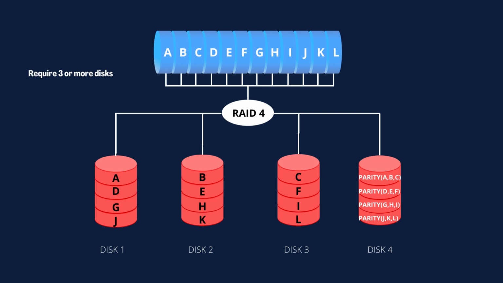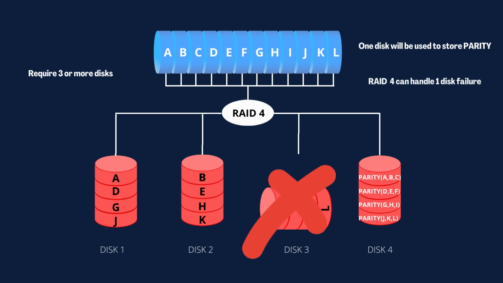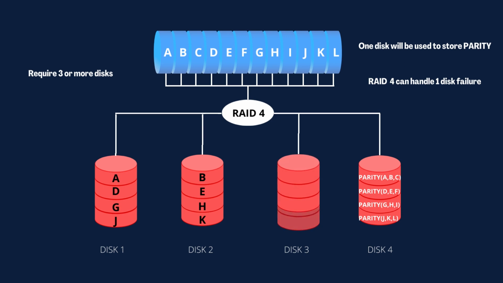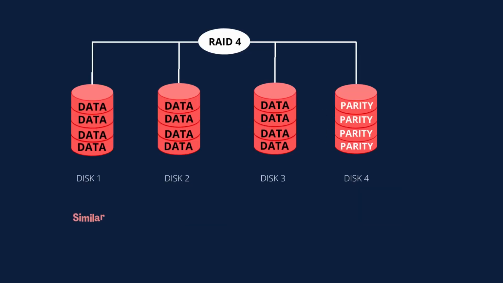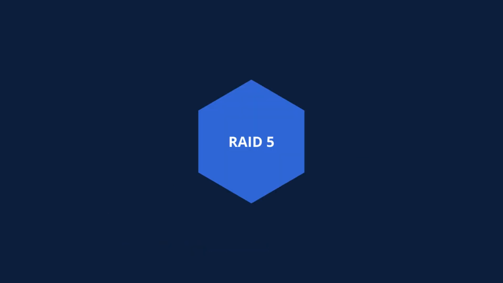For RAID 4, we require 3 or more disks, where one disk will be used to store parity. Let's say we use 4 disks. If a disk fails, RAID 4 can handle one disk failure. We have to replace the failed disk with a new one, and RAID 4 will use the disk content parity to rebuild the data for the failed disk. RAID 4 performance is similar to RAID 0 for read and significantly lower than a single disk for write.